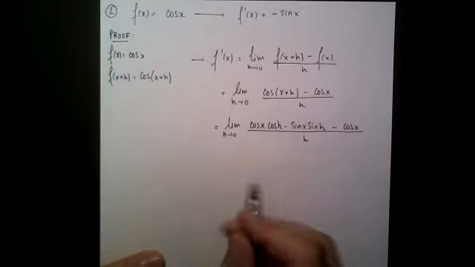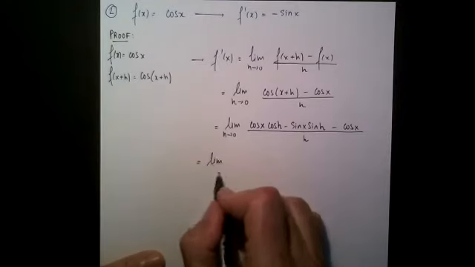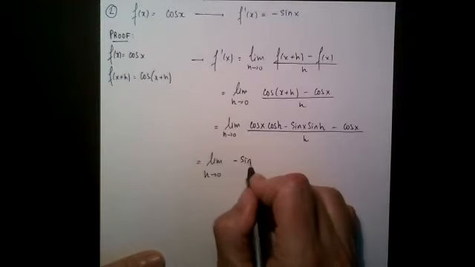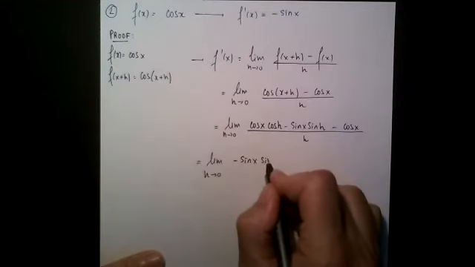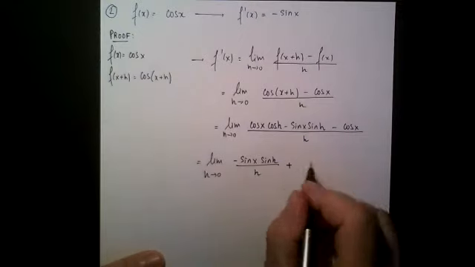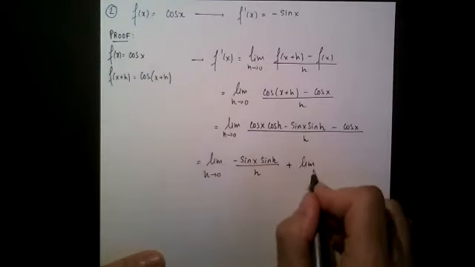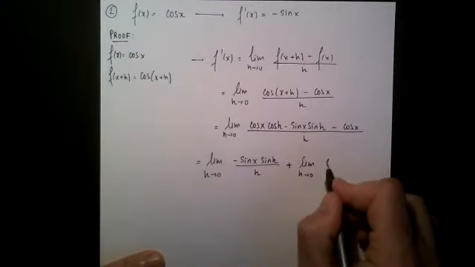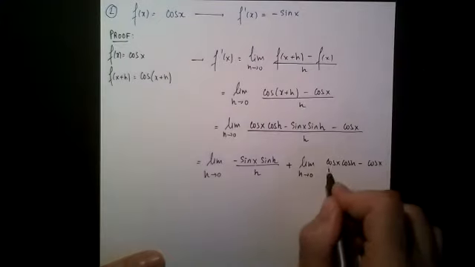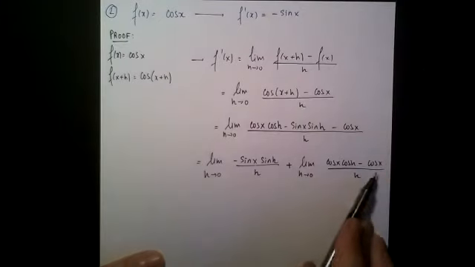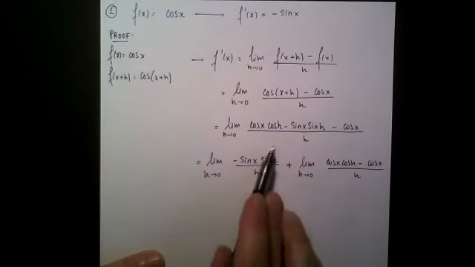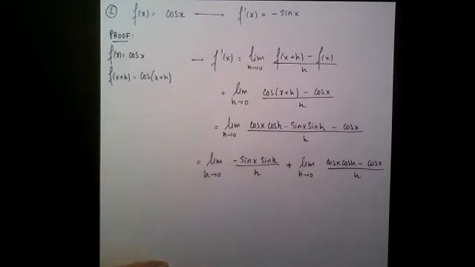This will be my first fraction, so it will be the limit as h approaches 0 of negative sine x sine h over h, and then plus the limit as h approaches 0 of cos x cos h minus cos x over h, which is basically the first and the last term are here. Okay, and the second term is right here.